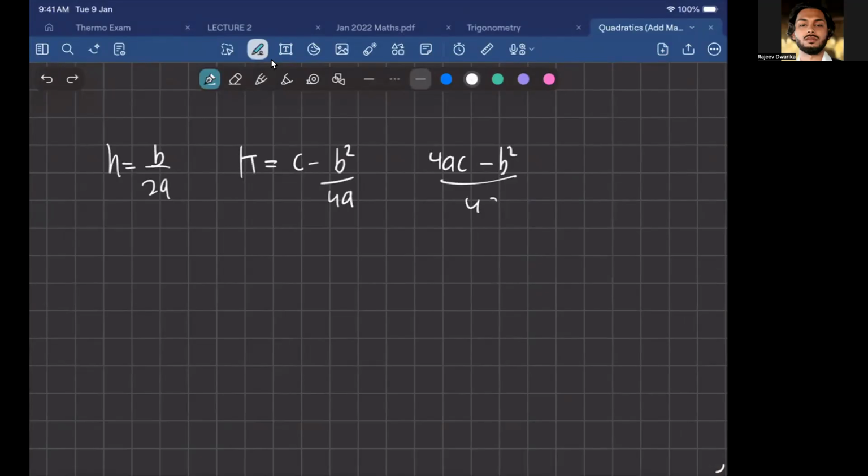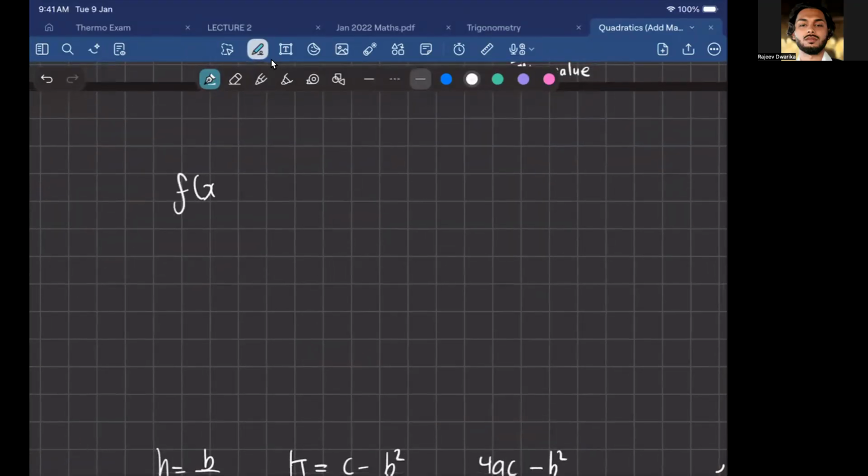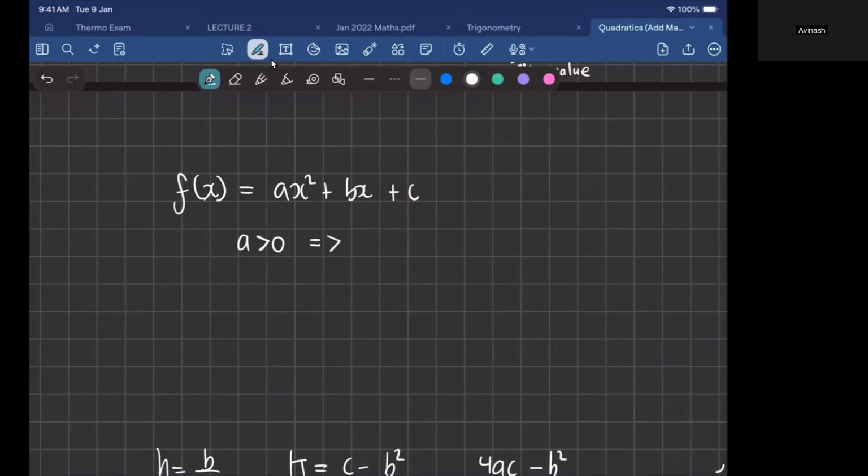Avinash, what is the general form of a quadratic? A x squared plus bx plus c. Right. If A is more than 0, is it a maximum or a minimum graph? Minimum. Great, because if it's more than 0, it's positive and it's smiling. What if A is less than 0? Maximum, right? Because if it's negative, it means you're sad.